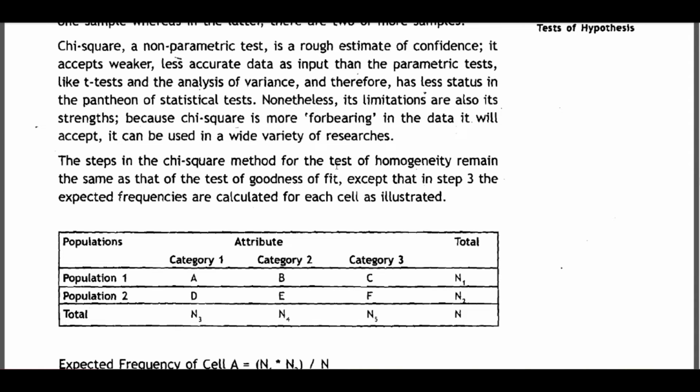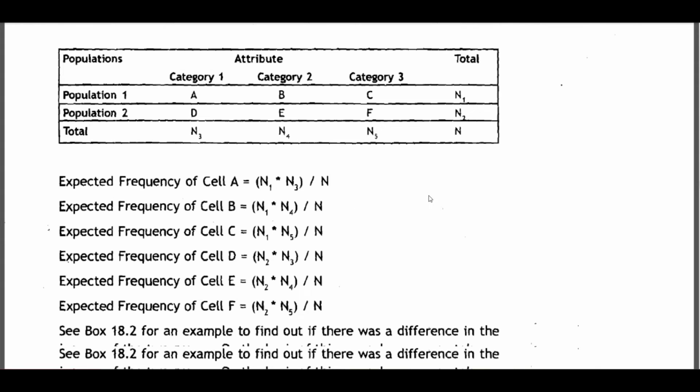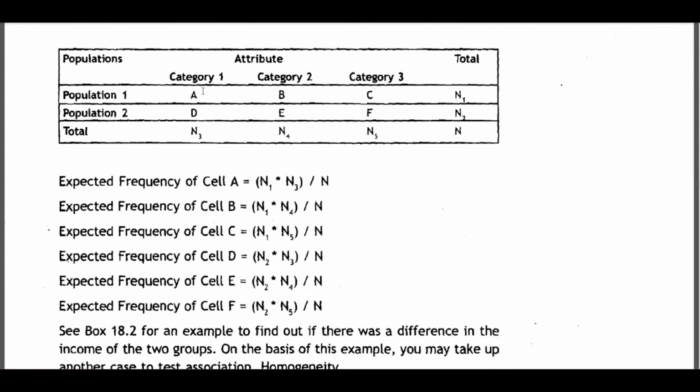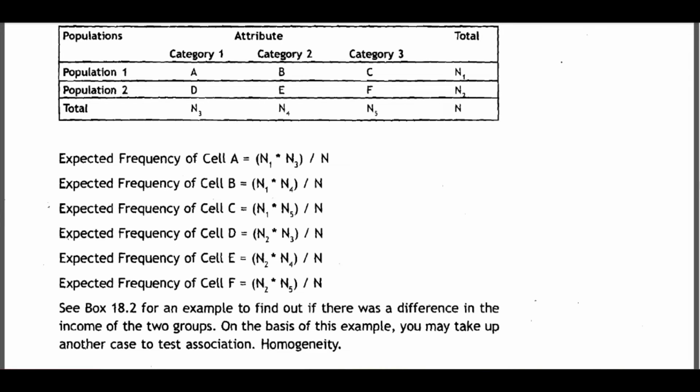The steps in the chi-square method for the test of homogeneity remain the same as those of the test of goodness of fit, except that in step 3, the expected frequencies are calculated for each cell as illustrated. Populations, attributes. Population 1, population 2, the categories A, B, C, D, E, F, N1, the number of occurrences. So the expected frequency of cell A is N1 into N3 by N.